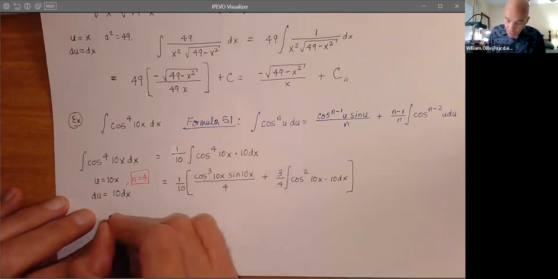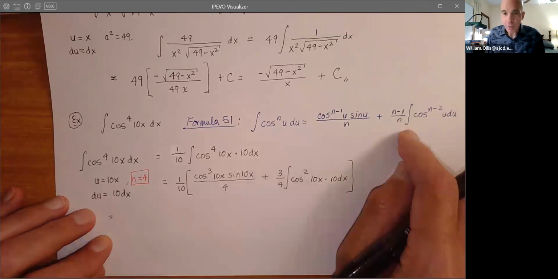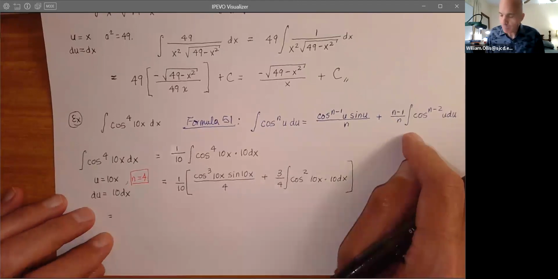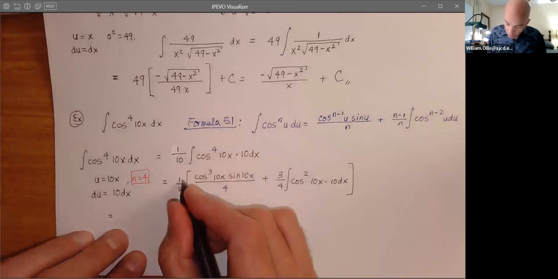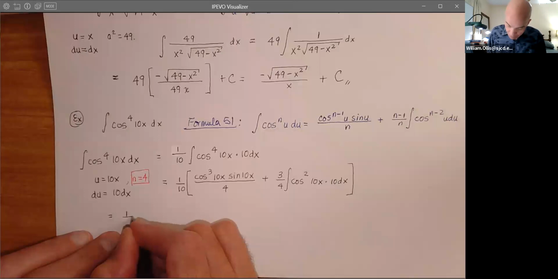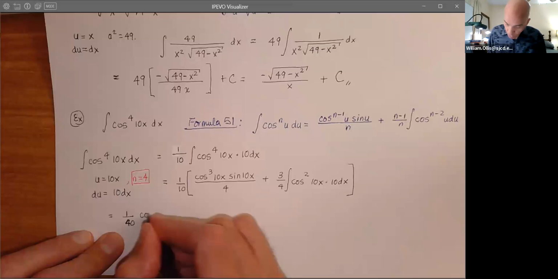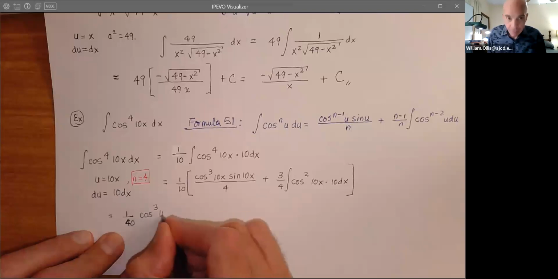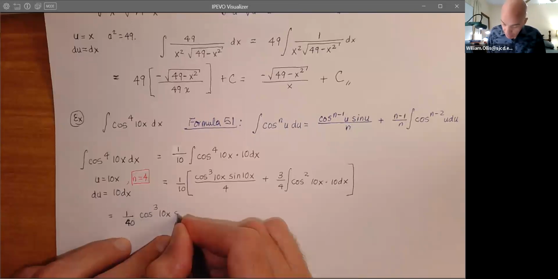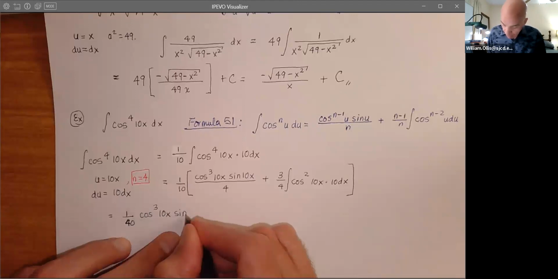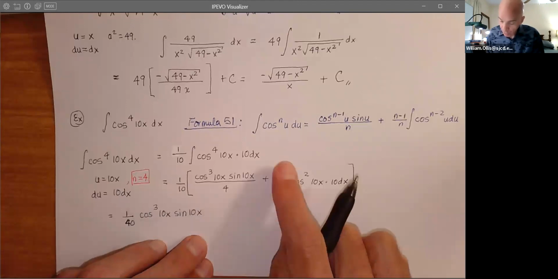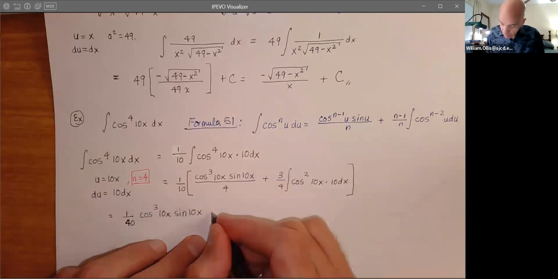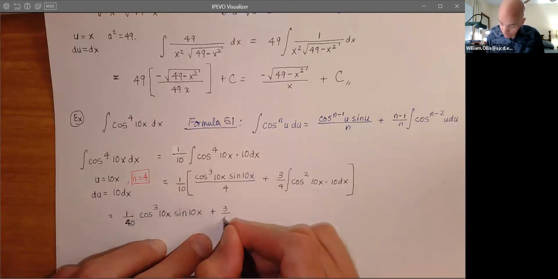Sometimes they say just go ahead and apply the formula for the square because that's listed in the integral table, but we can just go ahead and work with this again. So this will give us what? A 1 over 40. So 1 over 40 cosine cubed 10x times sine of 10x. And now here we'll have the 40 downstairs and the 3. So we have plus 3 over 40.